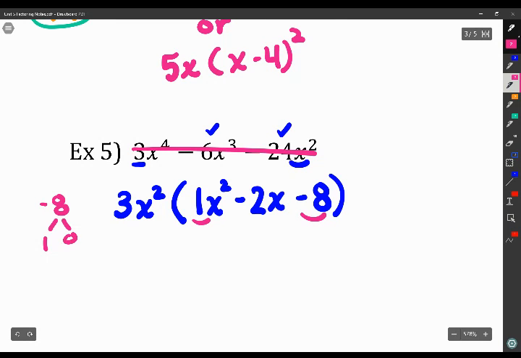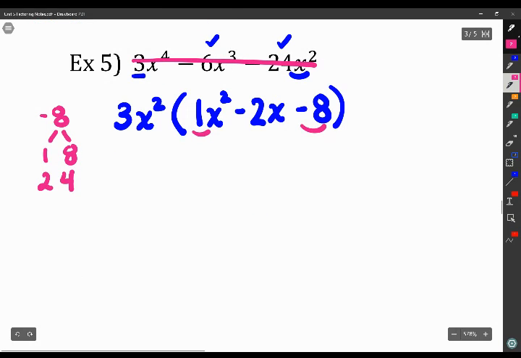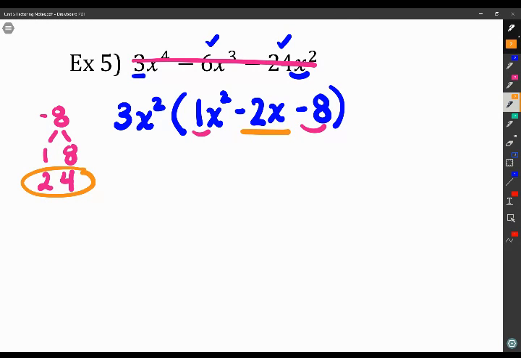Factors of negative 8 are 1 and 8, or 2 and 4. You need it to give us a negative 2 in the middle, so we're looking for this. 1 and 8 is 9, or 8 subtract 1 is 7. And then 2 and 4 is 6, or 4 subtract 2 is 2, or 2 subtract 4 is negative 2. And we want the 2 subtract 4.